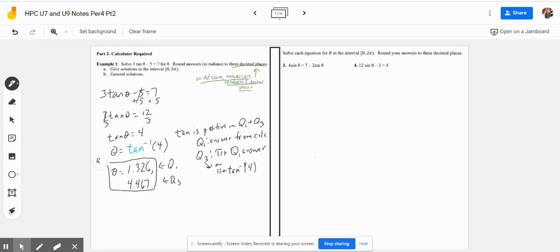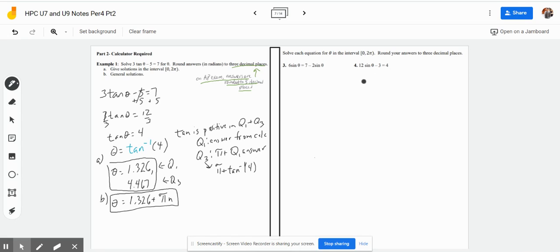That's part A. Our general solutions here for part B are going to be theta is equal to 1.326. And remember, the period for tangent is pi plus pi n. All right, and that covers all of the possible solutions. Again, general solutions are basically every coterminal angle with our initial set of answers.